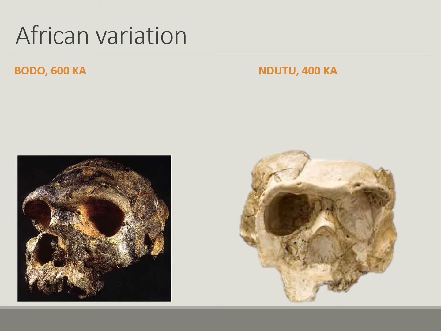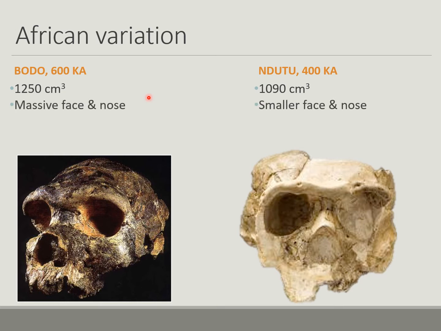So to illustrate how much morphological variation there is within just African Homo heidelbergensis, we can compare these two specimens. So this one is a Bodo cranium, right, dated to 600,000 years ago. Here's another one from the site of Ndutu in Tanzania, dated to just 400,000 years ago, so just 200,000 years younger. Already visually, you can probably see some differences. Let's go over them together. So here are the brain sizes. You see Ndutu is slightly smaller, no big deal. Bodo, however, has this massive face and this massive nose, whereas Ndutu has a smaller, daintier face and a smaller nose.